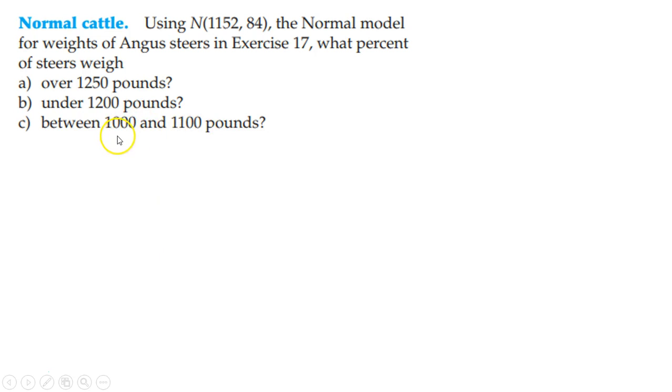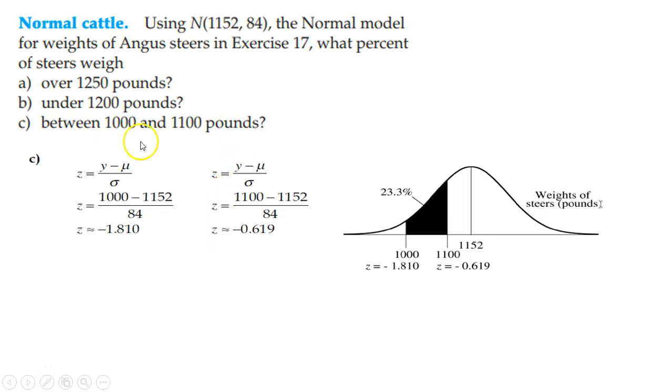And then I went between 1,000 and 1,100 pounds, so I need to find the z-score of each. So I plugged in 1,000, 1,100. There's my mean that was given. There's my standard deviation that was given. There are my z-scores. So I draw a picture so I can see again where everything is at. There would be the 1,000, there would be the 1,100, so I went between there and there.